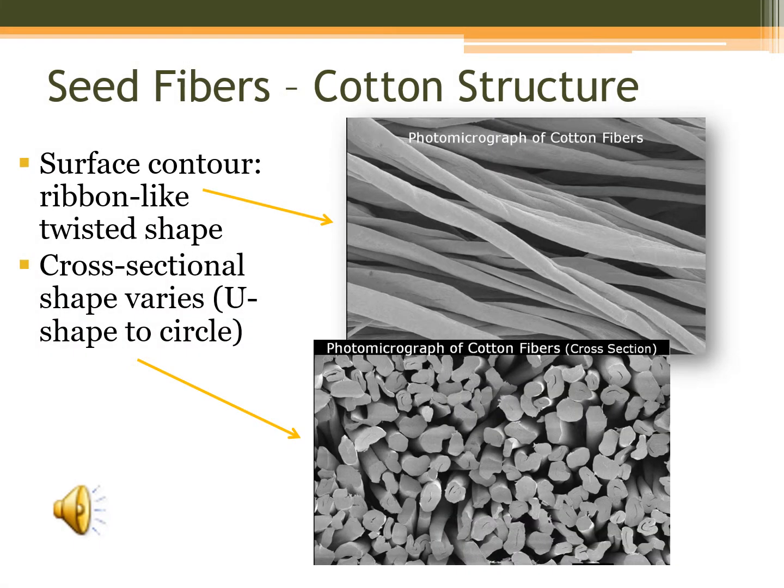Moving on to some of the other fiber properties that we talked about last week, surface contour is one of those. And you can see from the top photograph that the fiber of cotton actually has a ribbon-like, twisted shape, some more than others, obviously, but you can get a view from this microscopic picture. And the bottom photograph shows you a microscopic view of the cross-sectional view of a cotton fiber.